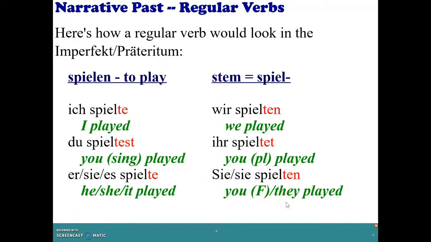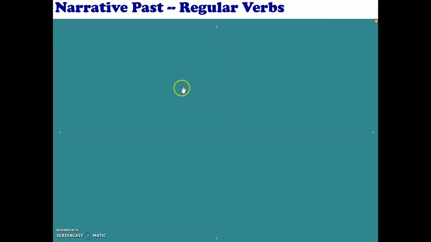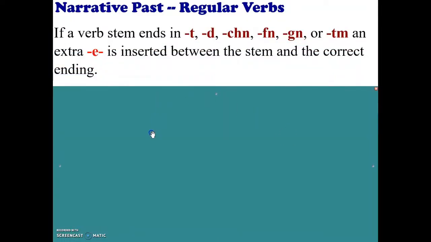So for any verb, and I'm going to show you on Leo towards the end of this lesson how to see if it is a regular or irregular verb, if it's a regular verb, we add these endings to the stem and you have the narrative past tense form. There are verbs that need an extra step, which is adding an E between the stem and the correct ending. And really make note of these, highlight this in your notes.